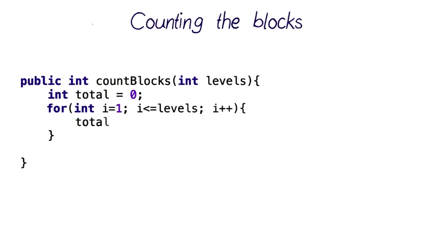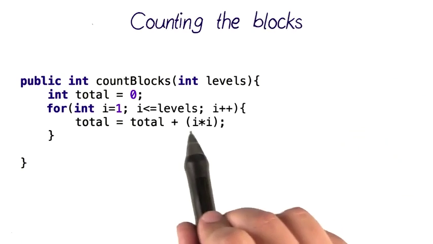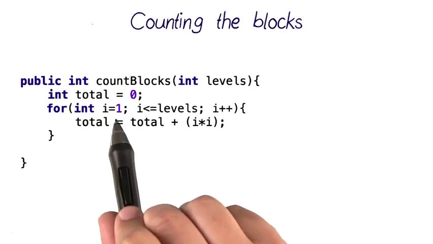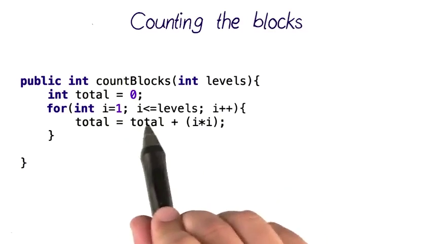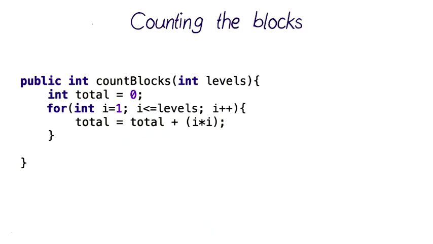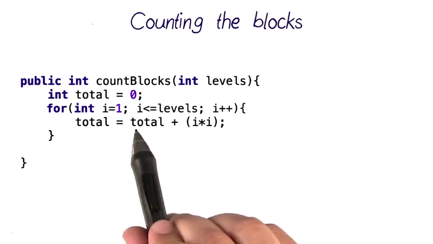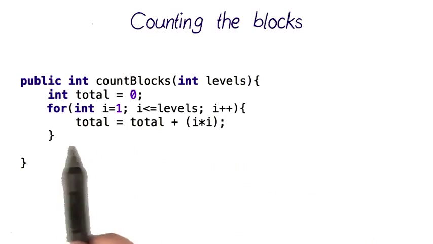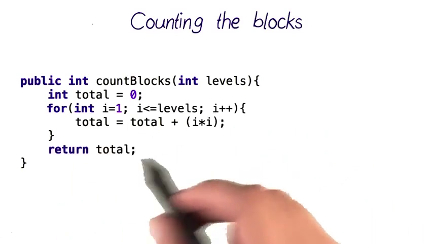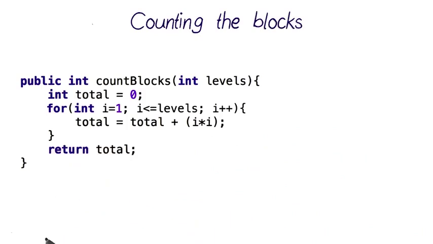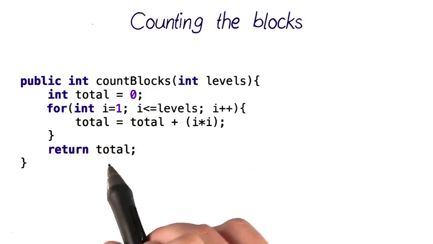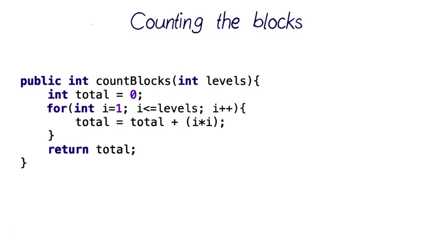Inside the loop, and for each level, we need to calculate the number of blocks in that level, which is equal to I times I, because I changes from 1, 2, 3, all the way until the maximum number of levels. Once we calculate that number of blocks needed for that level, we just add it to our total variable, and update total to be equal to the sum. Finally, when the loop ends, we just return the variable total, because it would have the total number of blocks for all the levels in the pyramid.